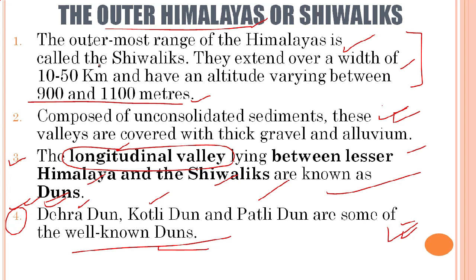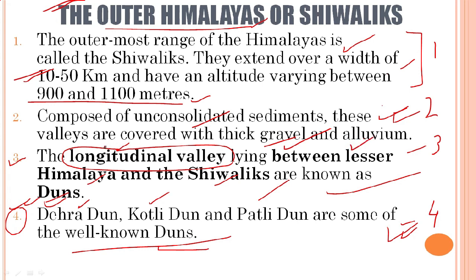Clear? Now we come to the outer Himalayas or the Shivaliks, and what did we learn there? We learned 4 points actually. So first of all, we learned that these ranges have an altitude of 900 to 1100 meters. Second, we learned that these valleys were covered with thick gravel and alluvium.